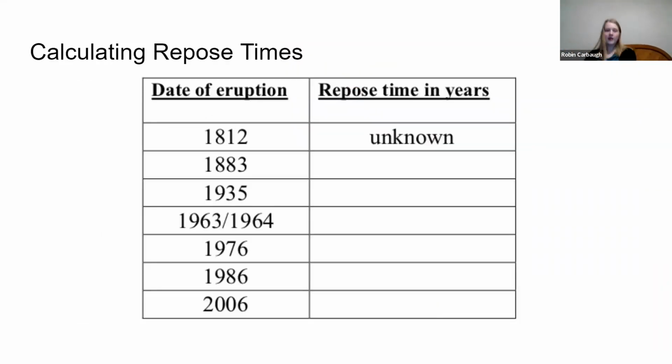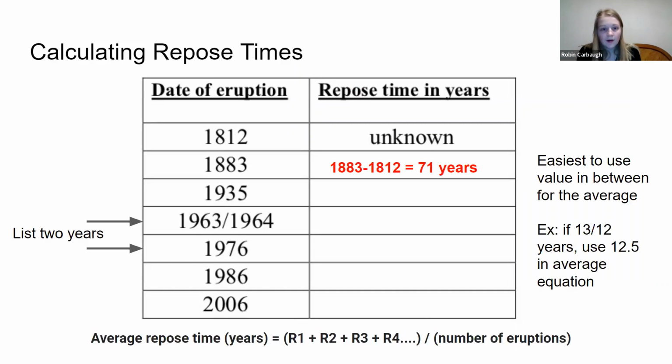So the first part of the lab is going to be calculating repose times. That is the difference in time between when one eruption occurred and the next eruption. It's not too bad to calculate. We just take the difference in time. So in this first example, you would just take 1883 minus 1812. That's a 71-year gap. We could do that for all of them, and then from there, we can find an average repose time.